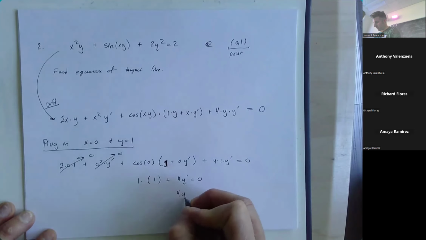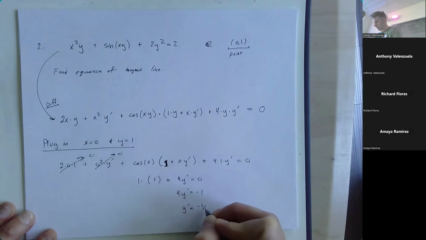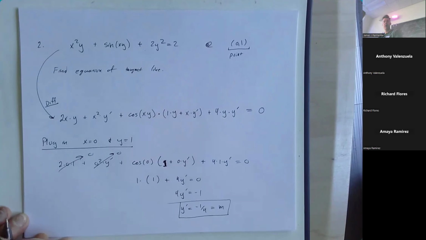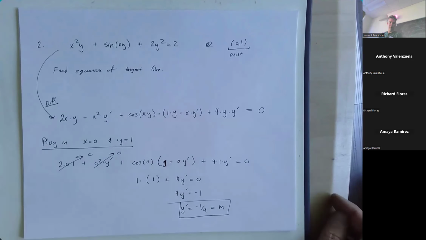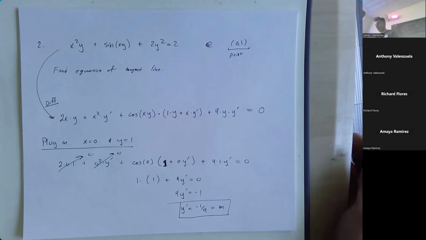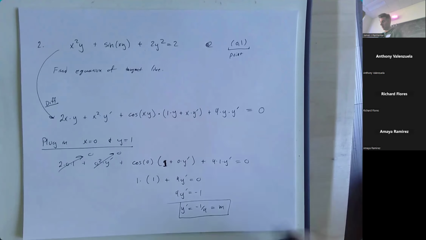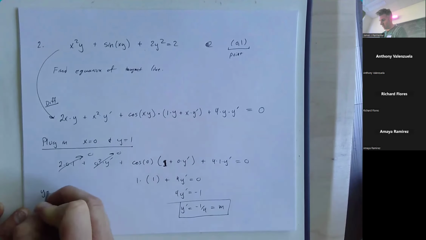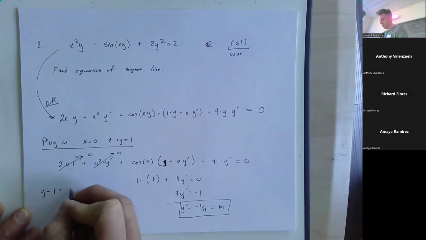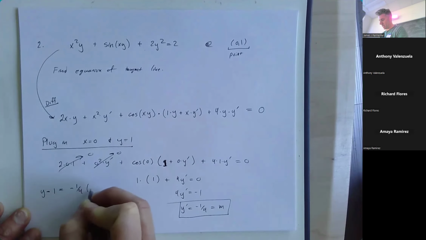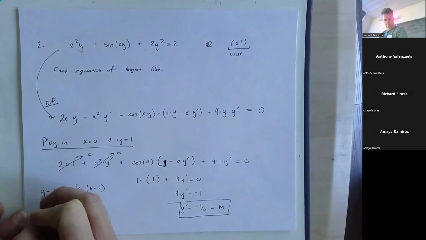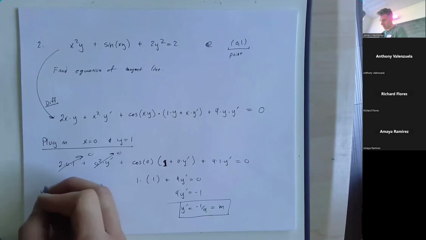So 4y prime equals -1. So y prime equals -1/4. That is our slope. So I've got a point, I've got a slope. Normally, I would default to doing the point slope form. I would write it as y minus 1 equal to my slope times x minus 0. And that's a totally fine way of leaving it.